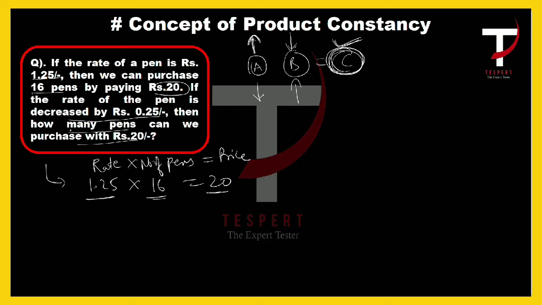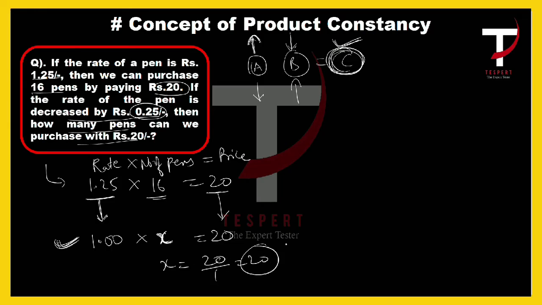But in the second case, this 1.25 got reduced by 0.25 rupees, so the new rate became 1 rupee. We are asked to find out how many pens we can purchase in this case. If you spend 20 rupees as it is, let us assume the number of pens that we can purchase to be x. So x is equal to 20 by 1, which is equal to 20. So we can purchase 20 pens here.